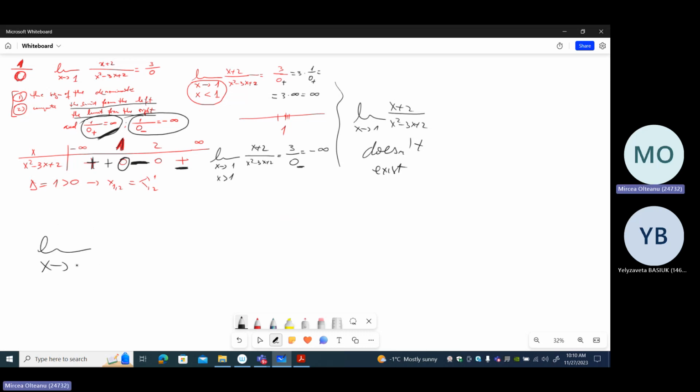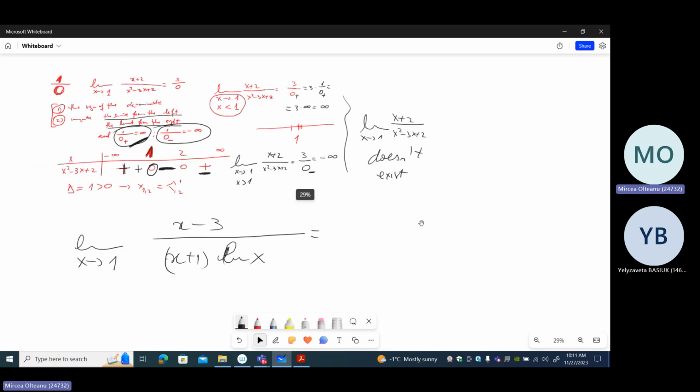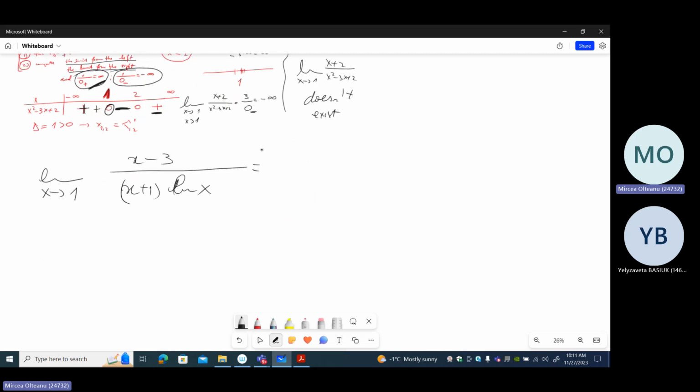Consider the limit when x tends to 1 of, let's say, x minus 3 over x plus 1 times logarithm of x. Okay, let's see what happens when x is replaced by 1. The first step is always this one. Above we get minus 2, and below we get, sorry, let me change a little bit. It was a mistake. It is x minus 1.